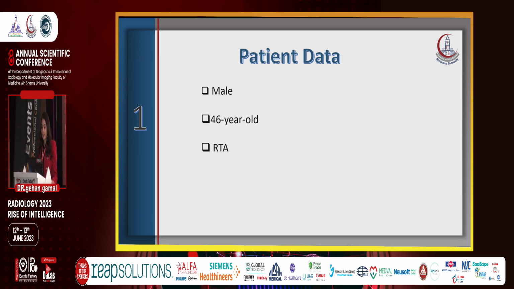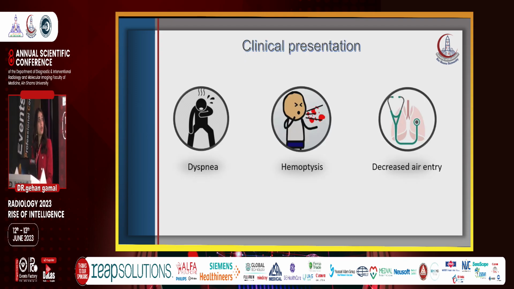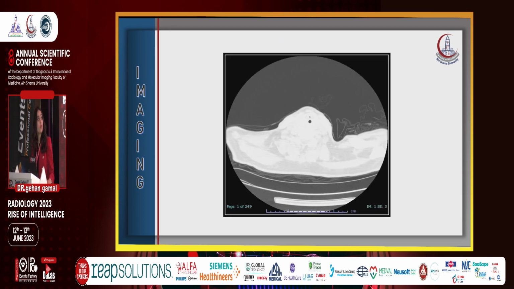In our first case, we have a 46-year-old male patient who came to the ER after a road traffic accident. The patient presented with hemoptysis. He was severely dyspneic, and there was decreased air entry over the left lung. The patient was then intubated, and urgent CT brain and chest were ordered. The CT brain was free, but let's have a look at his chest scan.